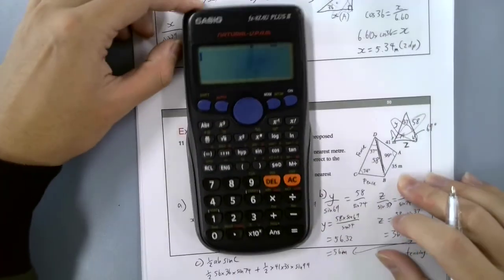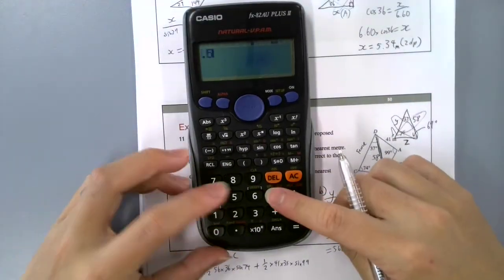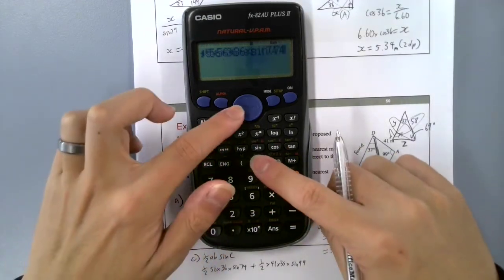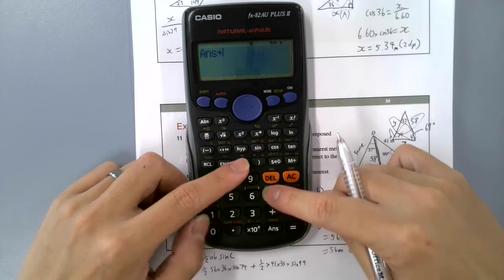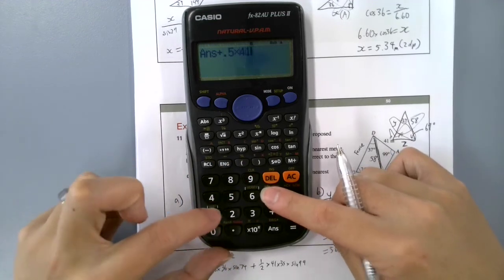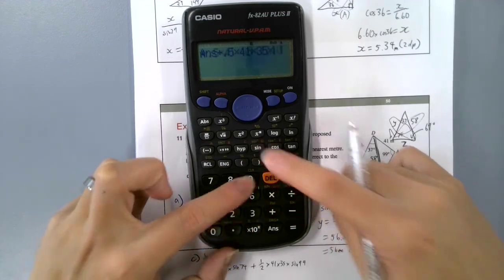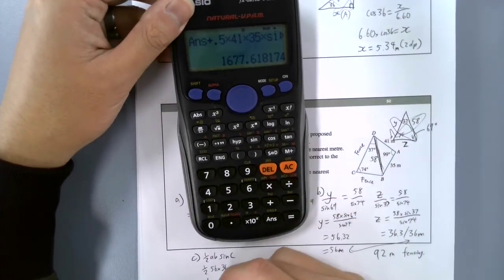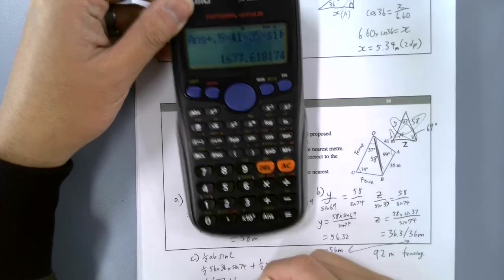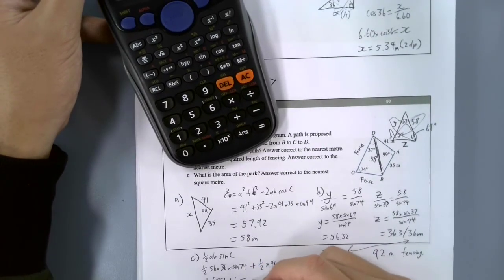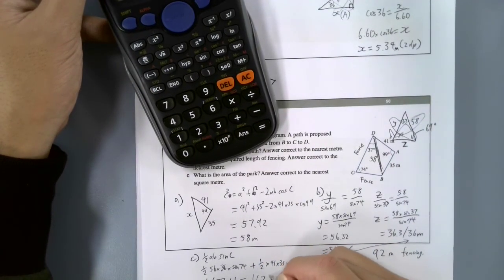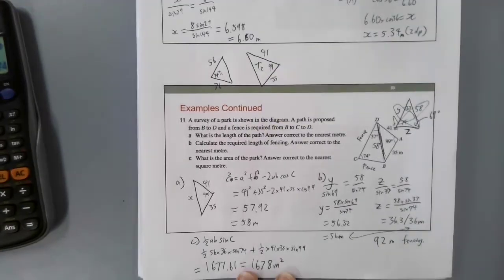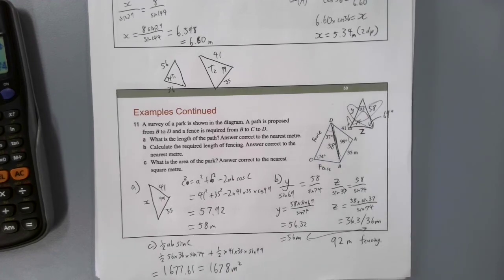And when we type all of that into our calculator, half times 56 times 36 times sine 74, plus half times 41 times 35 times sine 99, we will get the combined area: 1677.61, which to the nearest square meter is 1678 meters squared. Okay, and so that's how we would solve all these miscellaneous problems.